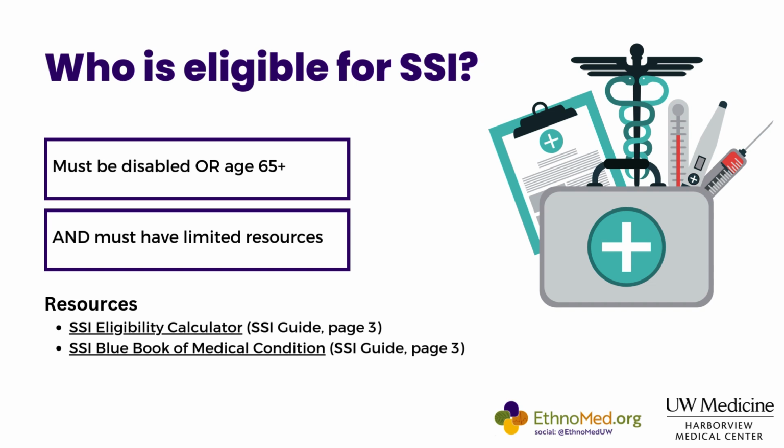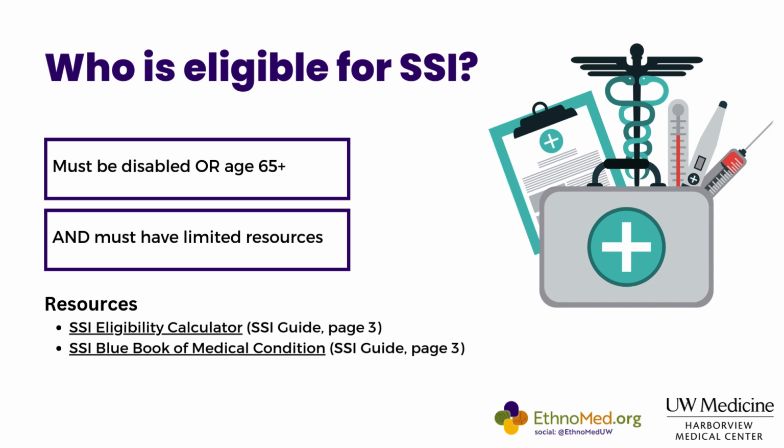The second link here is called the SSI Blue Book of Medical Conditions. This is a link that goes through all of the conditions that Social Security considers to be potentially disabling and has specific definitions and requirements for each condition that must be met in order for that person's disability to be considered eligible. Some of the information on this medical condition page can be very technical, and as a caseworker, you might not know if your client necessarily meets these conditions, but it's a good place to start.